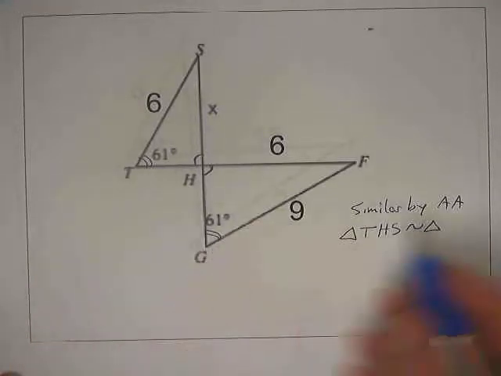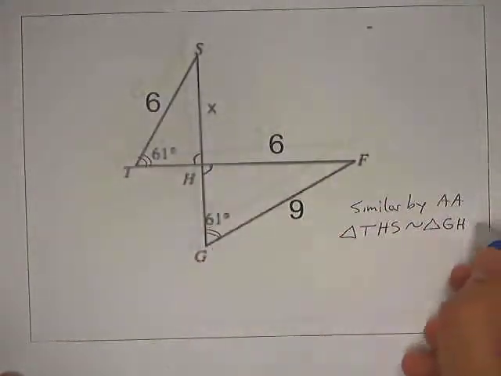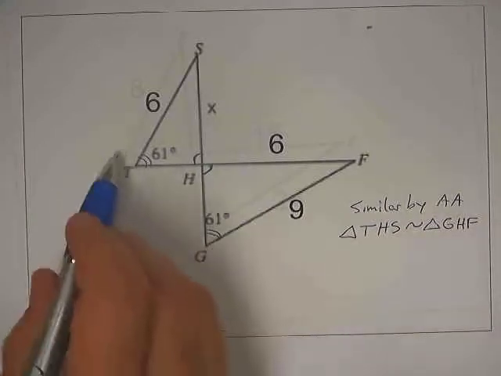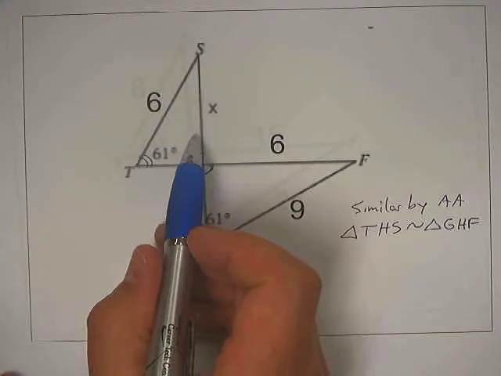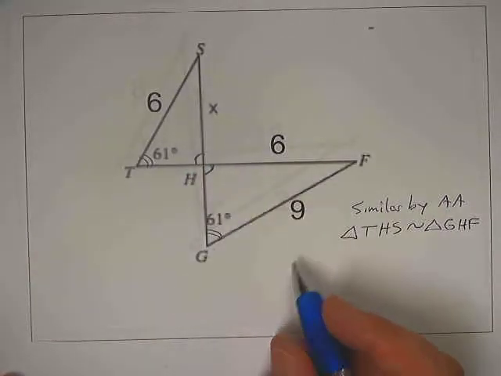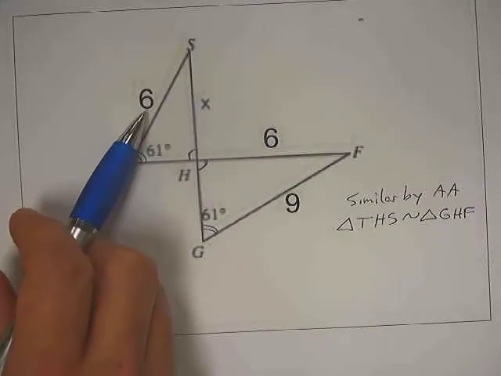Okay? And if I was to write a similarity statement, I would write triangle THS is similar to triangle. Now I look at T. T has 2 marks, 61 degrees. This one, G, has 61 degrees. That means I'm going to start this one off with G. Then H's are congruent. That means S must be congruent to F. The corresponding parts have to be in the same positions.